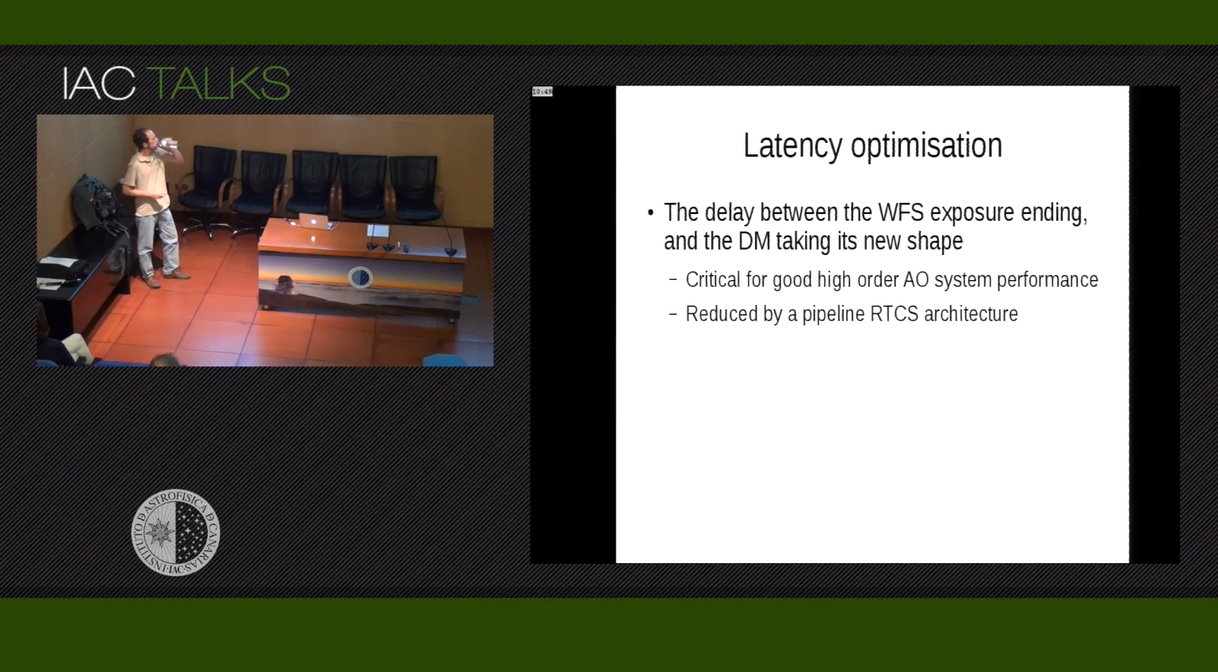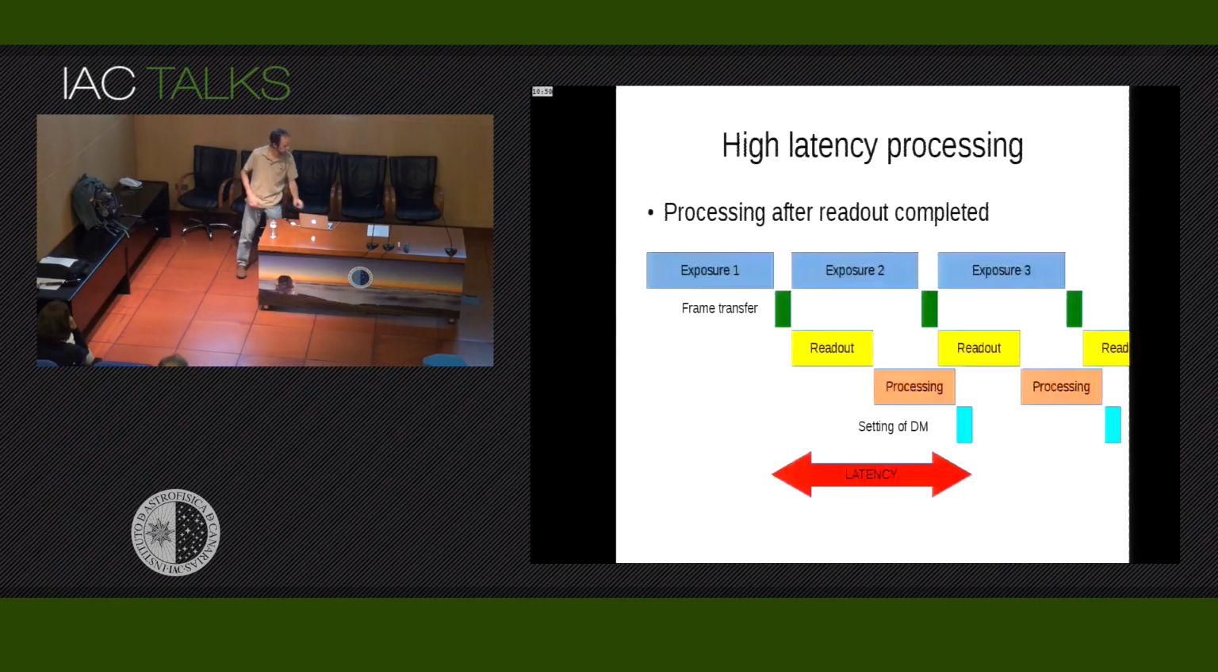Latency. Okay. I said it's optimized for low latency. What is latency? It's the delay between the wavefront sensor exposure ending and the DM taking its new shape. The longer that delay is, the more time the atmosphere has had to change, and the more out of date your data will be. So low latency is critical for good high-order AO system performance. And if you've got the right architecture in your real-time control system, you can reduce that.